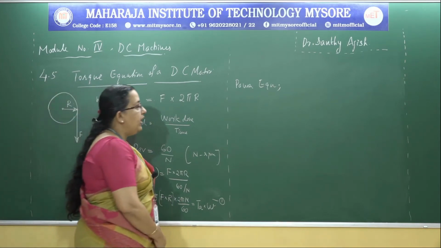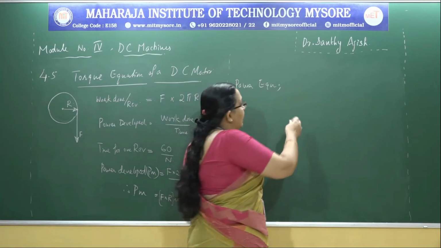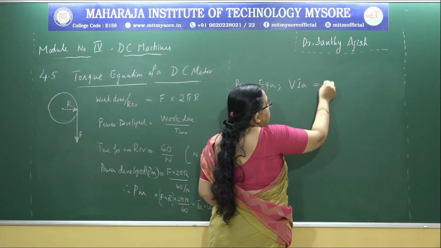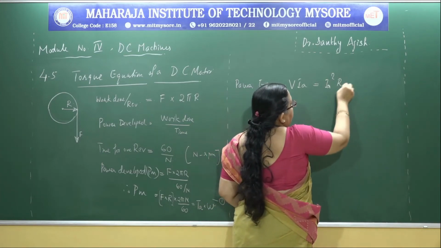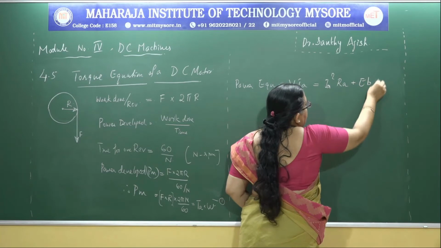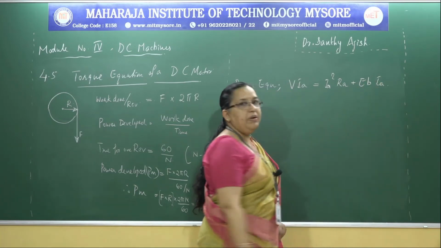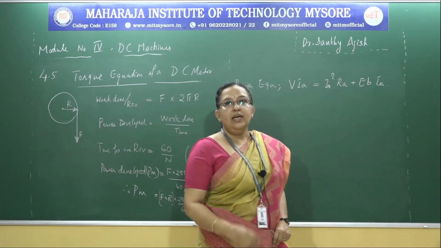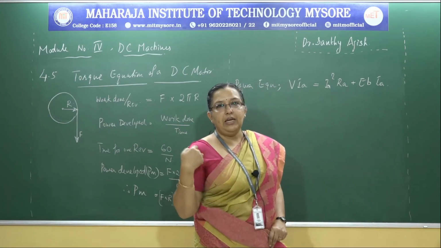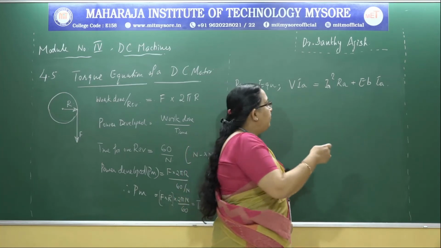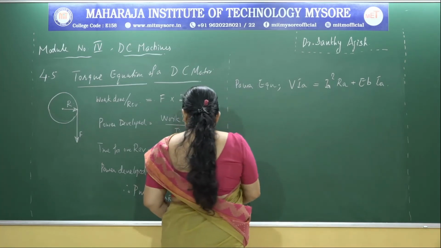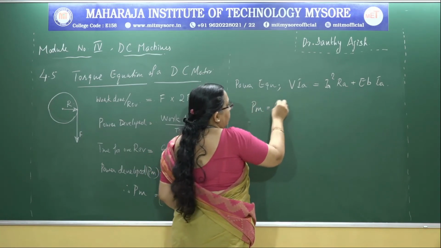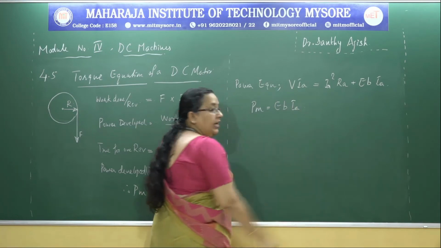Now we also know that the power equation in the electrical aspect is V into Ia equals Ia squared Ra plus Eb into Ia. In the previous class we discussed that Eb into Ia is the electrical equivalent of the mechanical power developed. So if we equate this generated power, which is Pm, to Eb into Ia.